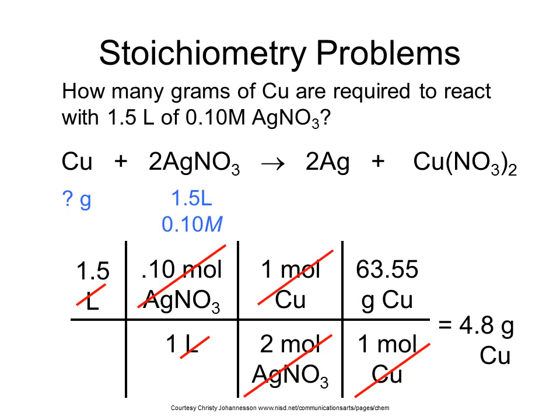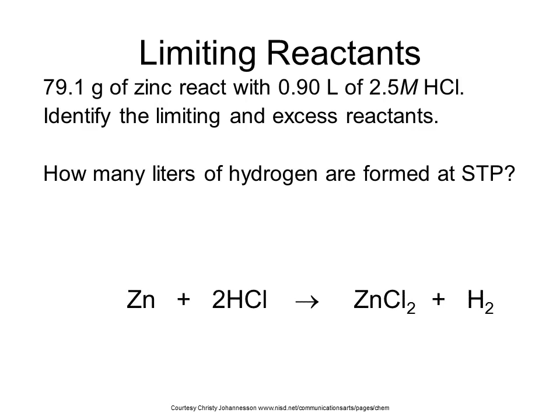Let's try another one. Here we have an equation. Zinc plus hydrochloric acid produces zinc chloride plus hydrogen gas. I've already balanced it for you. Now we're given some information here. It says 79.1 grams of zinc react with 0.9 liters of 2.5 molar HCl. In essence, this is the number of moles of HCl that I have. So I have to identify the limiting and excess reactant here. And once I do that, I'll be able to answer the question, how many liters of hydrogen gas would be formed using this setup at standard temperature and pressure.